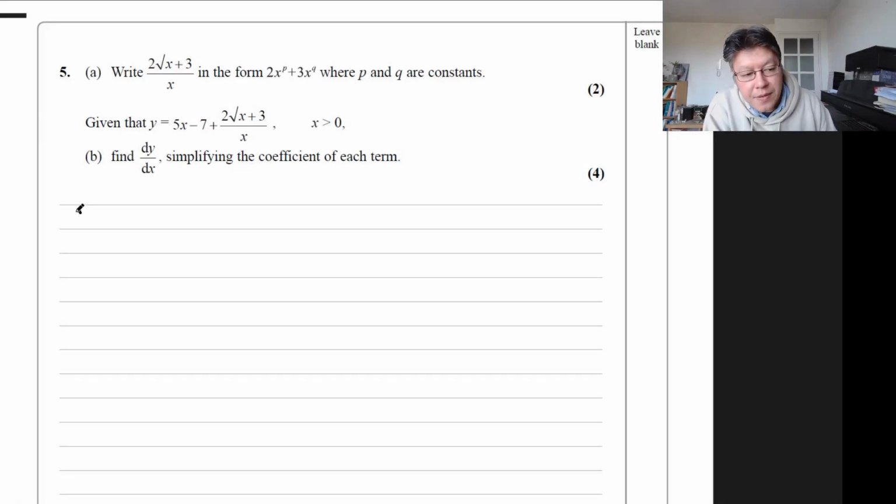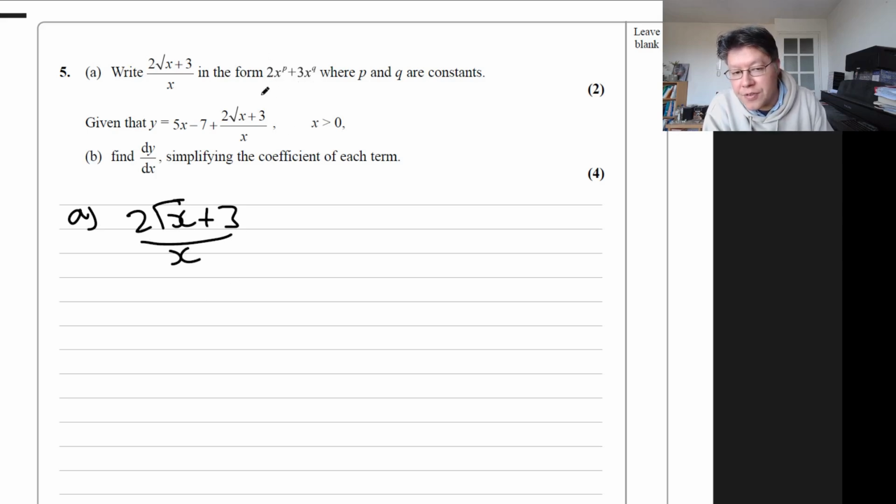Okay, so for part A, we're given an expression 2 root x plus 3 all over x, and we need to write it in this form here, 2x to the p plus 3x to the q. So we'll begin first by splitting up the fraction and also writing the surd as an index. So that's 2x to the half over x plus 3 over x. And now we'll simplify each term.